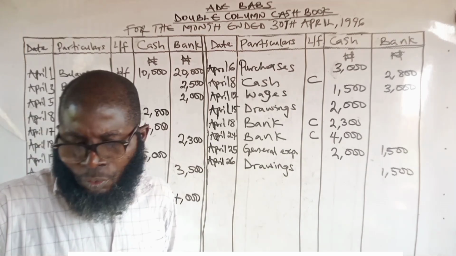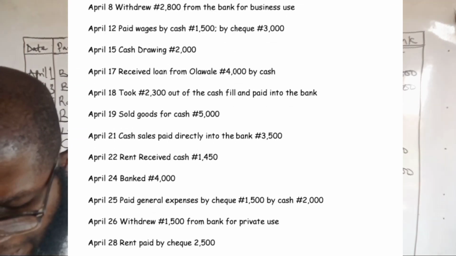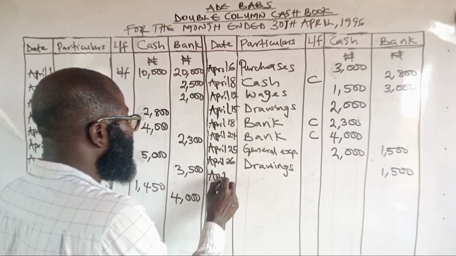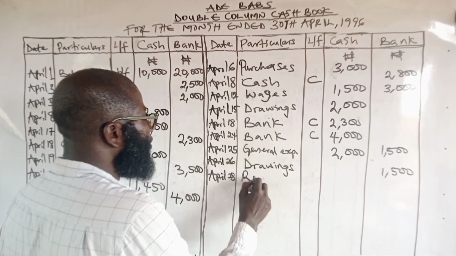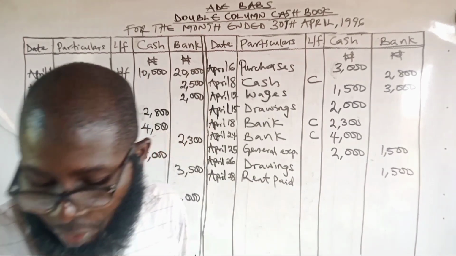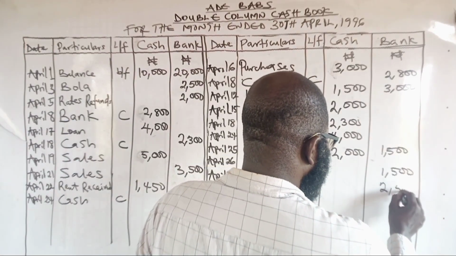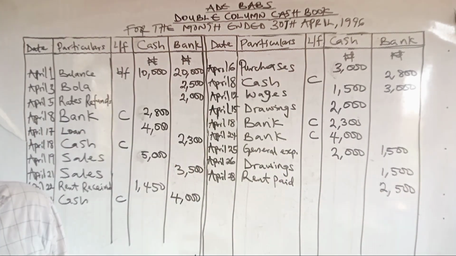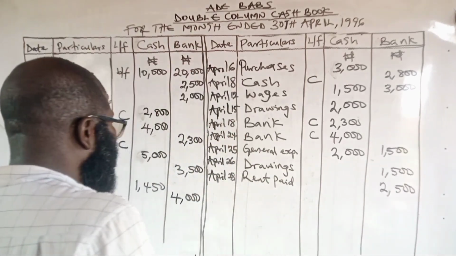for my personal use. Now, April 28, rent paid by check. April 28, you just come here, rent, either you put rent paid or rent only. Rent paid by check, 2,500. Come to the bank column, then insert the entries there. Now I'm done with the entries, I mean the posting of the entries.